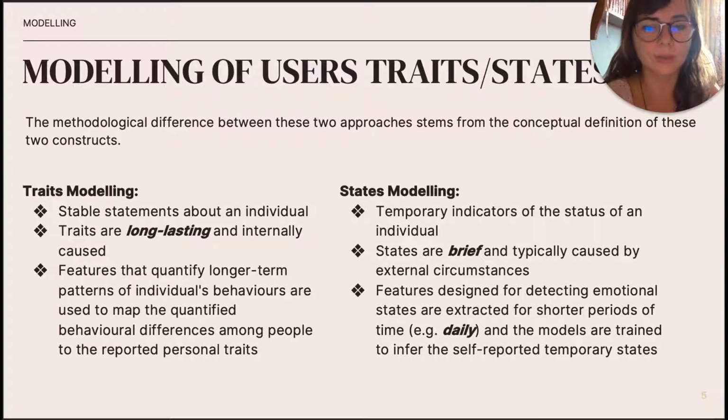First, to target traits, these features quantify longer-term patterns, whereas to target states, they are typically extracted as an aggregate of smartphone sensors readings for shorter periods of time, such as daily. The problem with that is that mostly these are descriptive statistics of absolute sensor readings, and they are with regards to the population. Thus, the models are ill-equipped to capture individual differences.